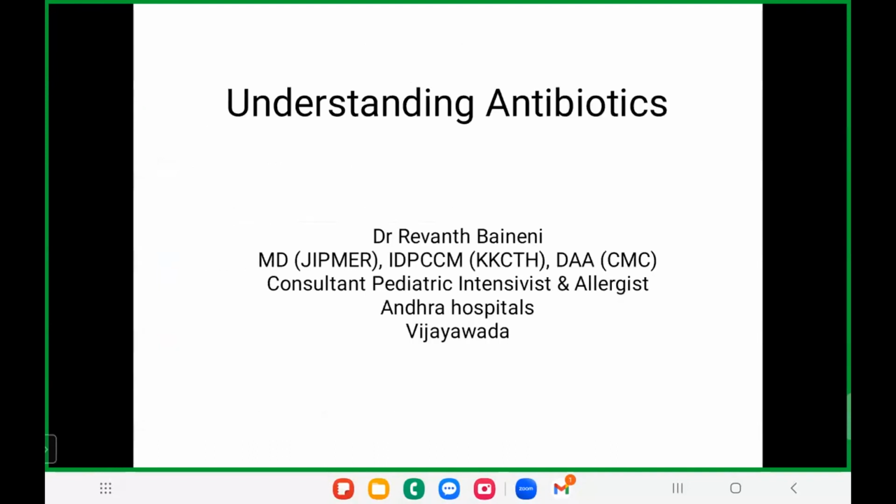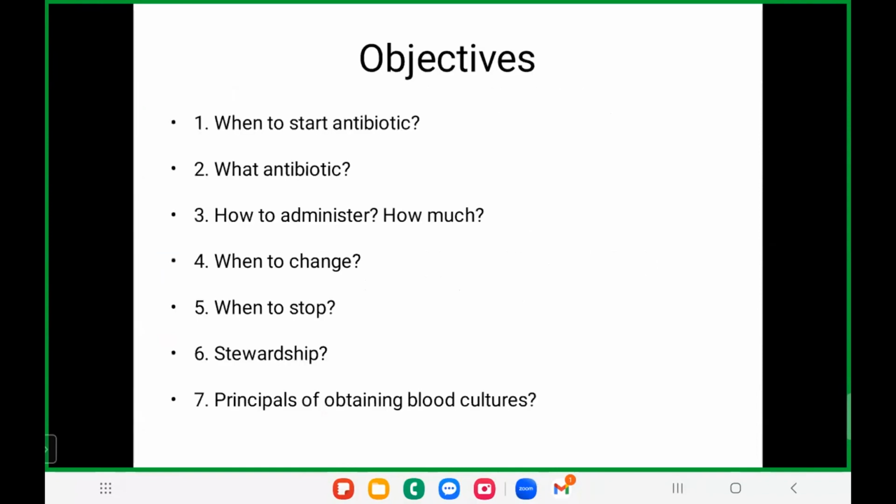Okay, we'll start the session and go through a quick recap of the last session, for those who did not attend. The main objectives we discussed last time were about antibiotics: when to start the antibiotic, which antibiotic to start, how to administer it and what dose, when to change the antibiotic, when to stop it, stewardship of antibiotics, and lastly blood cultures.